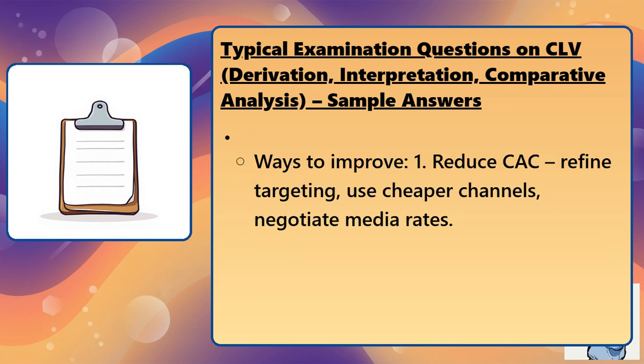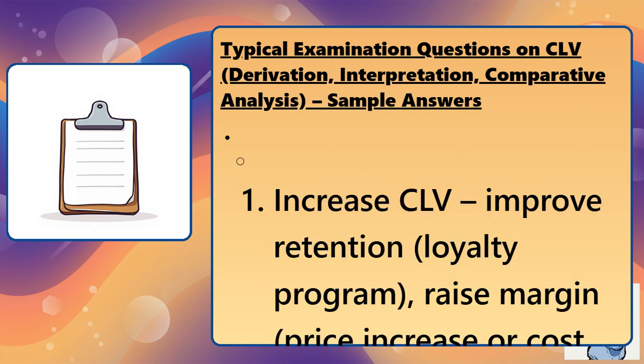Ways to improve. 1. Reduce customer acquisition cost: refine targeting, use cheaper channels, negotiate media rates. 2. Increase customer lifetime value: improve retention with a loyalty program, raise margin through price increase or cost reduction, cross-sell higher margin products.